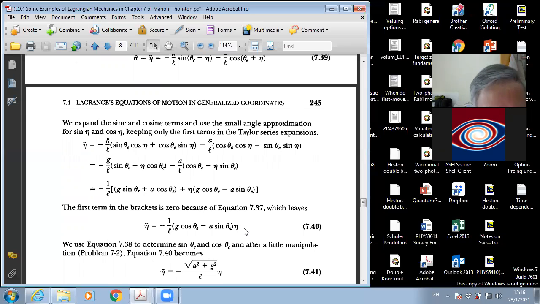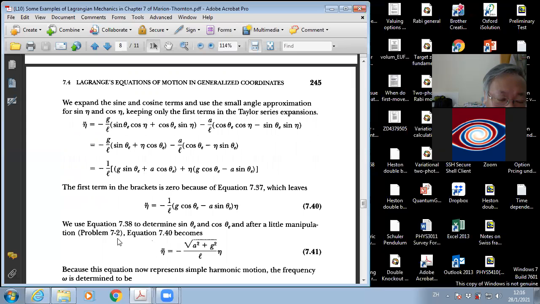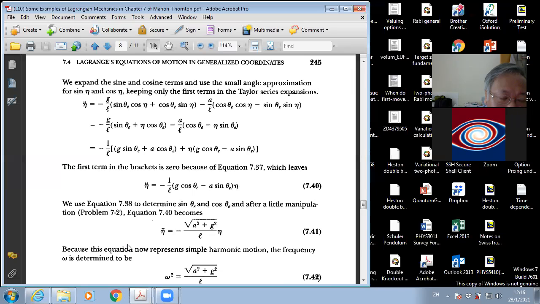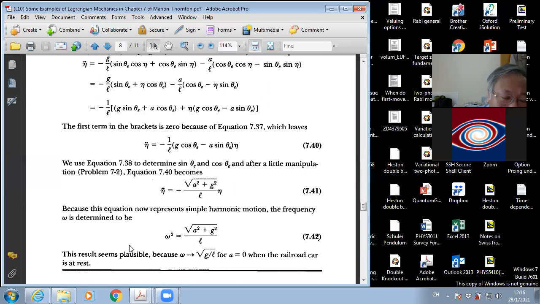And this is a very simple equation. Why? Because it is exactly the equation for an ordinary simple pendulum for small angular displacement. And we can write down the solution right away. The solution must involve cosine and sine functions of t, right? And the natural frequency will be given by equation 7.42. That is the natural frequency of this simple harmonic motion.